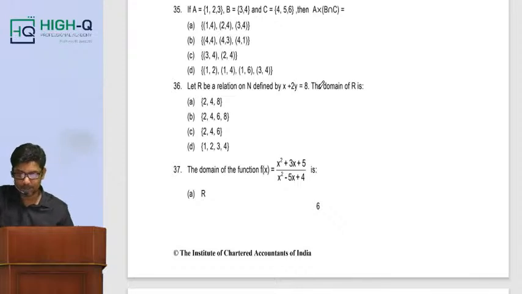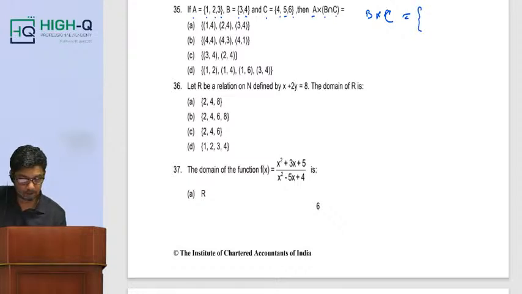Next, look at this, my dear. A equal to 1, 2, 3. B is 3, 4. C is 4, 5, 6. A cross B intersection C. Oh, sorry. Not B into C. Excuse me, it is B intersection C. What is B intersection C? B intersection C is nothing but 4. Now, what do they ask you to find out? A cross B intersection C. 1, 4, 2, 4, 3, 4.